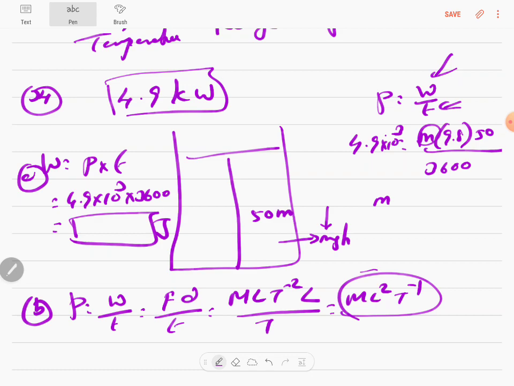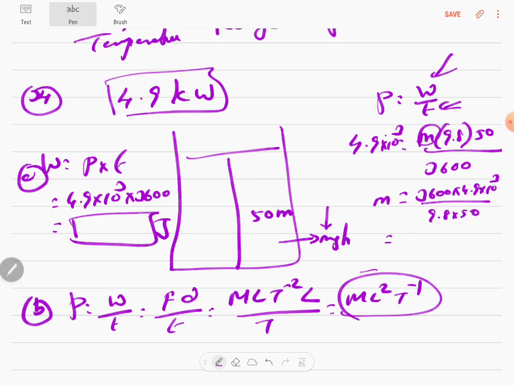And C, what is the mass of the water it can pump out? Here it is. You just have to cross multiply this. 3600 into 4.9 into 10 to the power 3 divided by 9.8 into 50 will give you the mass of the water that is pumped out in 1 hour.